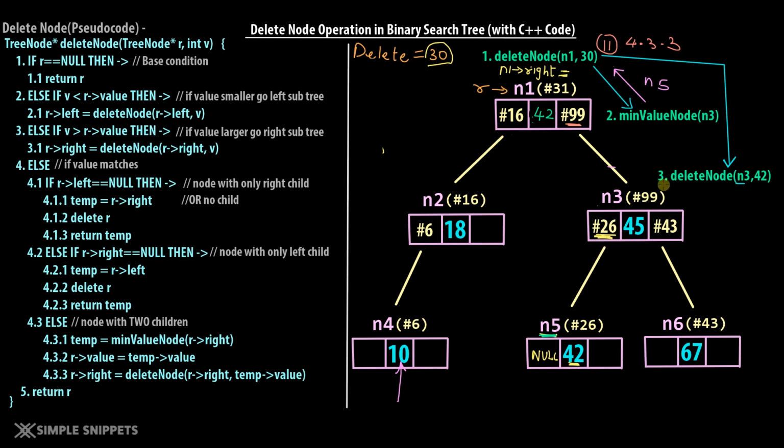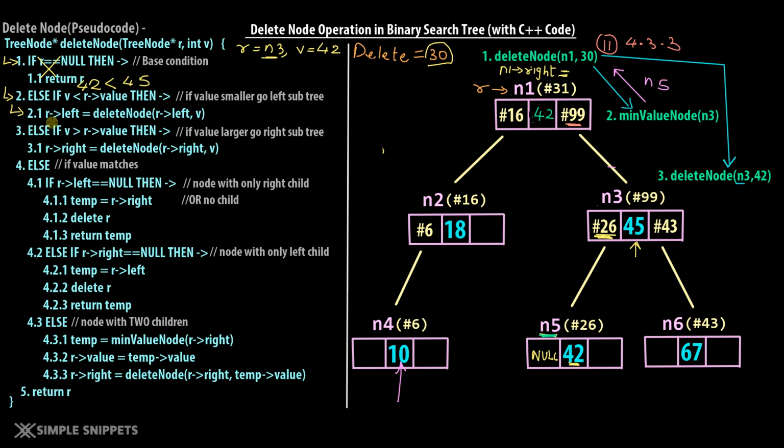Okay, so when you begin with the execution of this third delete node operation, the R value is n3 and the V value that is supposed to be deleted is n5's value, which is 42. Correct? So first step, check if R equals to null. R is not null, R is n3. This won't be executed. Now check if V, that is 42, is less than R of value. R, as I mentioned, is n3. n3's value is 45. 42 is less than 45, so we will go inside this.